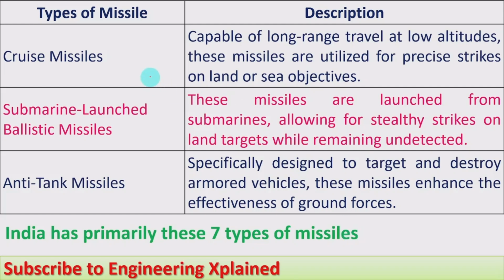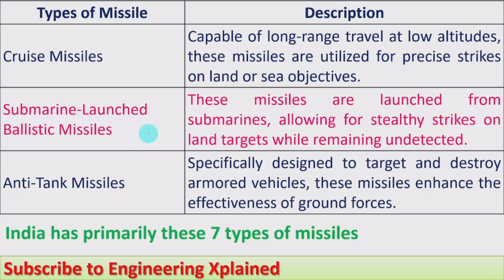And the next type of missiles are cruise missiles. They're capable of long range travel at low altitudes. The distance or range will be more for these types of missiles. These missiles are utilized for precise strikes on land or sea objectives. These may be launched for precise strikes on the land or sea objectives also.